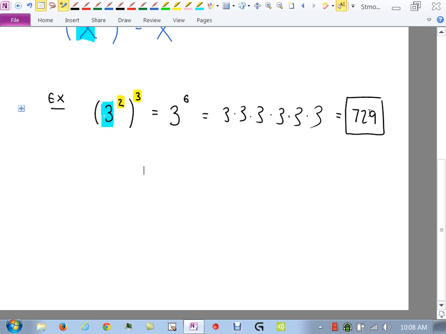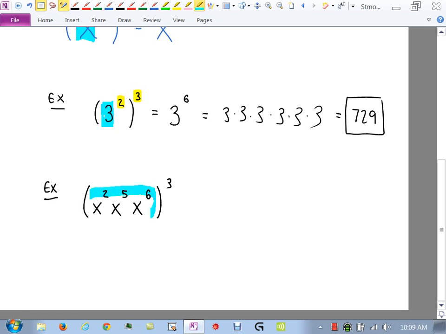Okay, how about this one? This one's kind of interesting. What about x to the 2nd times x to the 5th times x to the 6th, all to the 3rd? Do what? That's a good question. Are you saying like distribute the 3 somehow? Yes, we are actually, that's our next property.